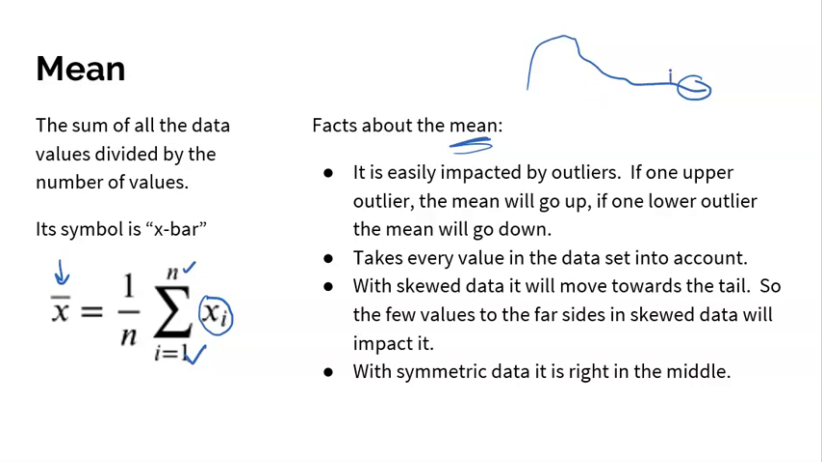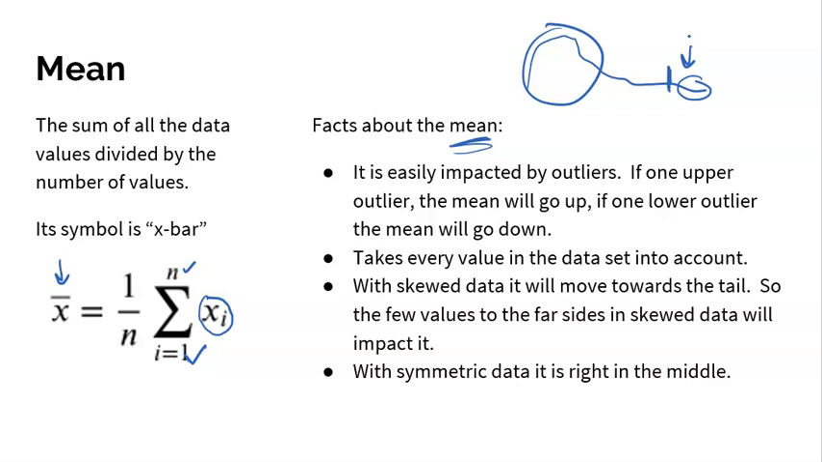Now, it's not going to come flying way over here, but it is going to move up a little bit. There are lots of values down here that are also going to impact the mean, but these values up here, even though there are a few of them, will impact the mean as well. So when you're skewed right, the mean will tend to move a little bit to the right. When you're skewed left, the mean will move a little bit to the left.